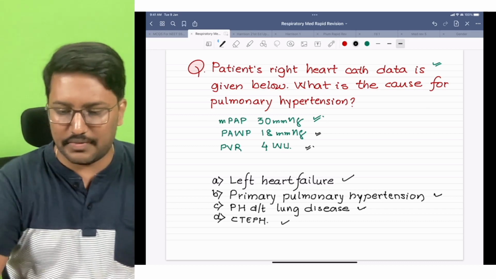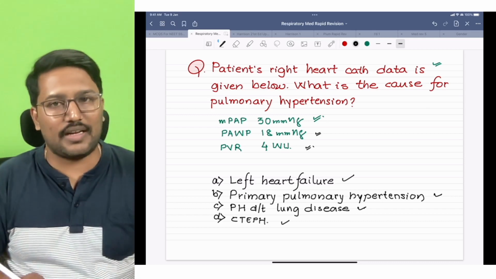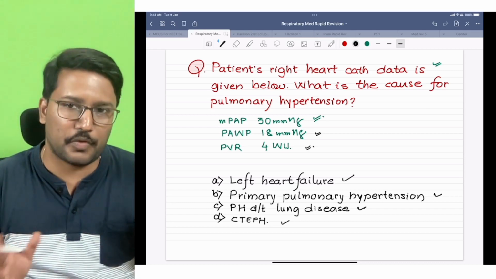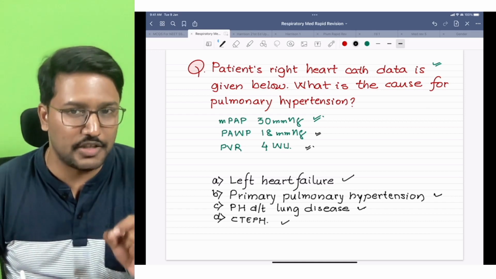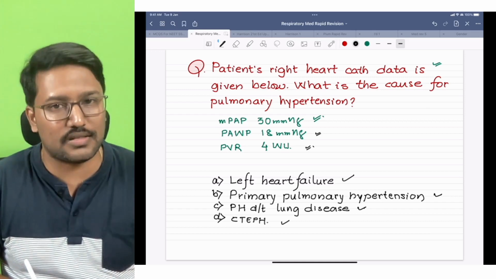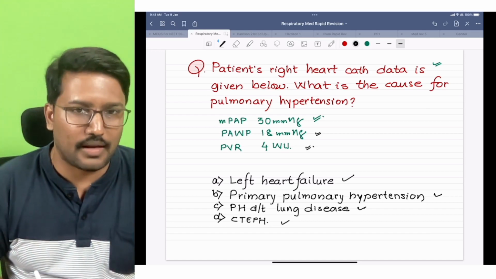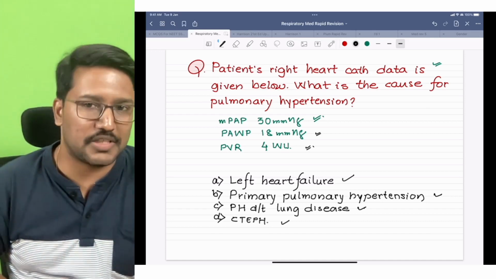Okay, so this is the question that we were discussing when the link collapsed. A patient with right heart catheterization data given below. What is the cause for pulmonary hypertension? Mean pulmonary arterial pressure is 30 millimeters of mercury. Pulmonary arterial wedge pressure is 18 and pulmonary vascular resistance is 4 Wood units. The question was asking what is the cause for this patient's pulmonary hypertension.